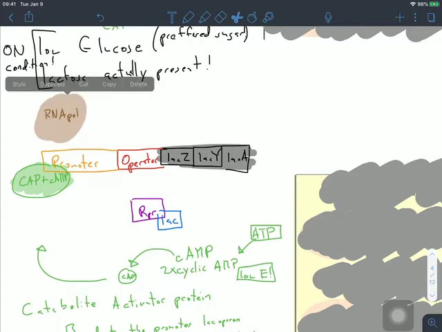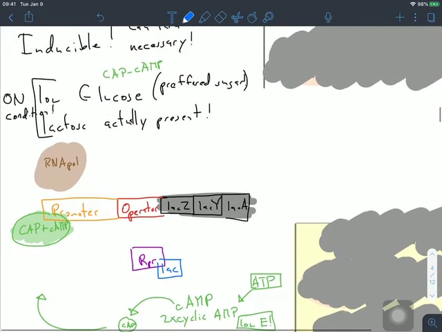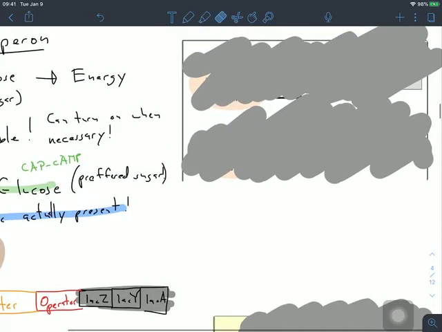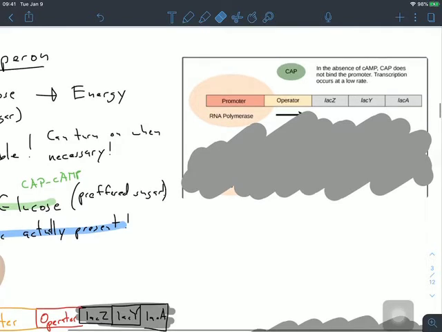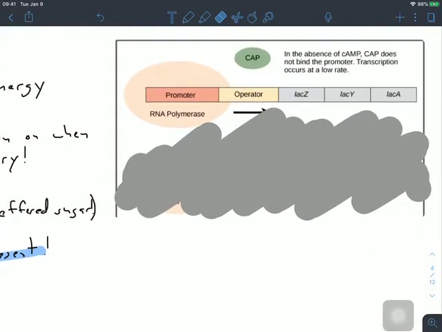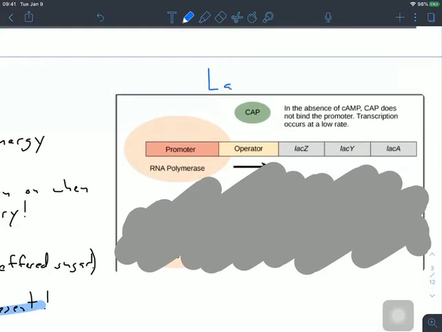And so in this case, you need 2 conditions, just like we talked about before. Low glucose with CAP-cAMP, and that alternate energy source actually available. And that's what your 2 diagrams from your book are showing. First, it states that in order for the cell to even explore making the lac structural genes, lactose has to be present. So these two models assume lactose present.